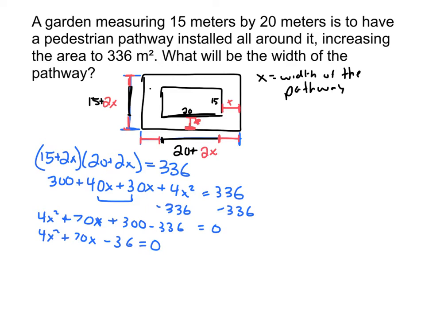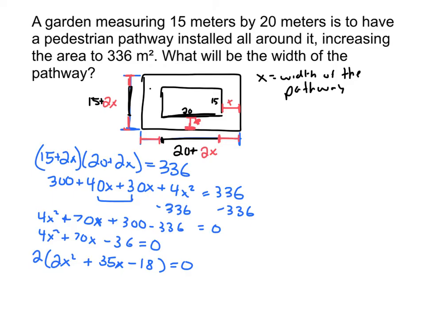I could use completing the square, I could use the quadratic formula. I always like to start with factoring, see if factoring works, and if it does, that's great. If it doesn't, then I try completing the square. First thing I can see common amongst all the terms is a 2. If I pull out a 2, 2 times 2x squared is 4x squared, 2 times 35x is 70x, and minus 2 times 18 would be 36. So I pulled out a 2 from all the terms.